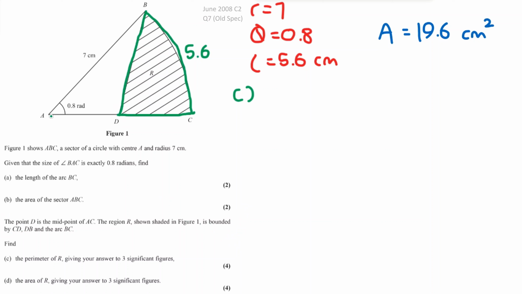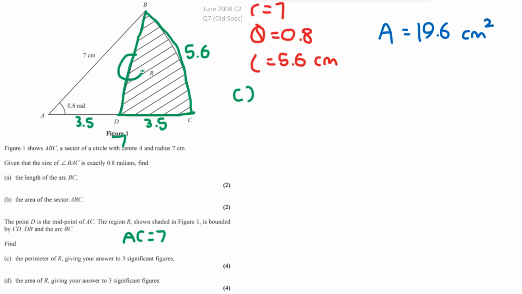So point D is the midpoint of AC. And as we know that this whole thing is a sector, aka it's kind of like part of a circle, and we are told that this has a radius of 7, therefore AC, the whole thing, is also going to have a length of 7. AC is going to be equal to 7 because it is also a radius of the sector, and as D is the midpoint, this is going to be split up into two equal parts of 3.5 here and 3.5 here. So we know that this side here is 3.5.